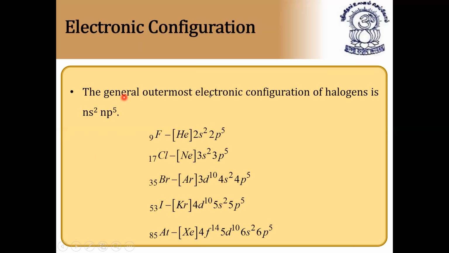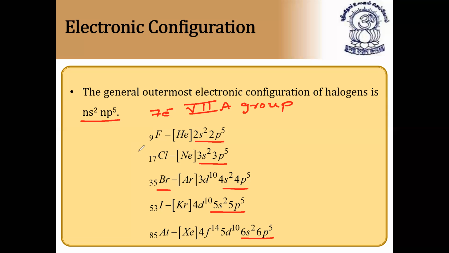The outermost electronic configuration of halogens is ns2np5. Since they have seven electrons in the valence shell, they are also placed in the 7A group. The 17th group elements are also called 7A group elements, as they have seven electrons in the valence shell. So the configuration is ns2np5. For fluorine, it is 2s2 2p5. Chlorine, it is 3s2 3p5. Bromine, it is 4s2 4p5. 5s2 5p5 for iodine. And astatine, At, it is 6s2 6p5. I hope it is clear.